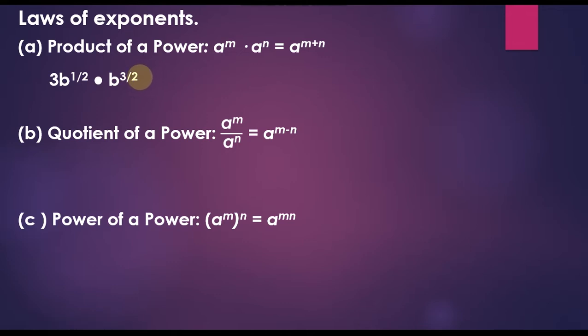In this problem, you just need to multiply first the coefficients. 3 times 1 will give us 3. Next, we have here similar base, which is b. So copy b. And again, if you have a similar base, you just add their exponent.